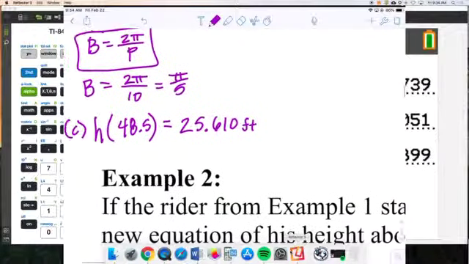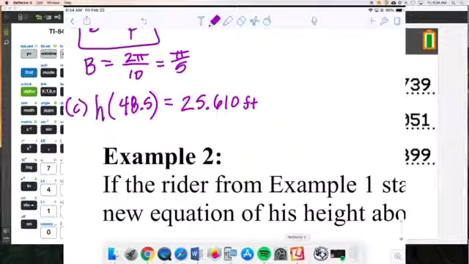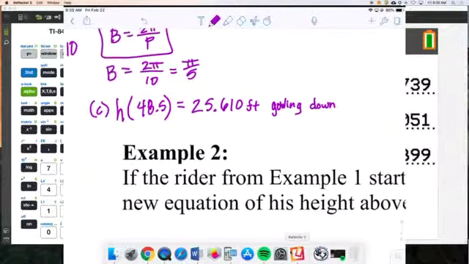So on paper, we'll put H of 48.5 equals 25.610. And we'll say heading or moving down. Moving down. Or is it down or downward? Or downward dog? Moving down. We'll just say going down. Going down, moving down. How about going down? There we go. That'll work. Going downward, heading down, moving in the direction towards Earth. Okay.